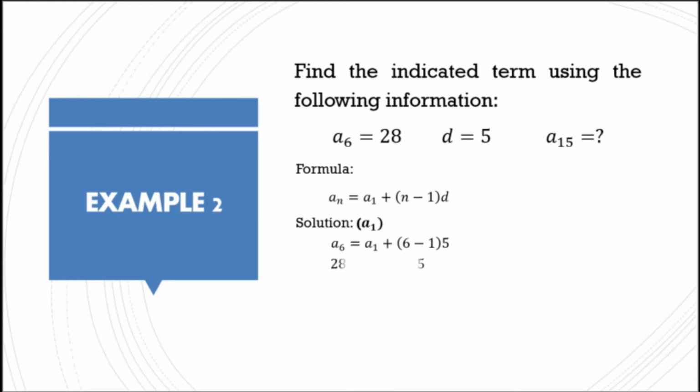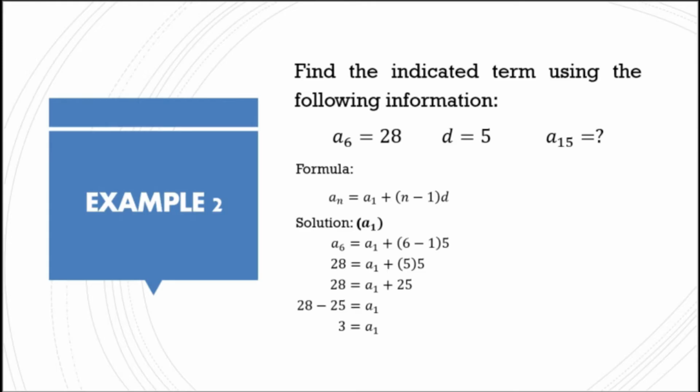The value of a sub 6 is given, which is 28, equals a sub 1 plus 6 minus 1, which is 5, multiplied by the value of d, which is 5. 5 multiplied by 5 is equal to 25. Then we have 28 equals a sub 1 plus 25. For us to get the value of a sub 1, we transpose 25 to the other side. So we have 28 minus 25. 28 minus 25 is equal to 3.